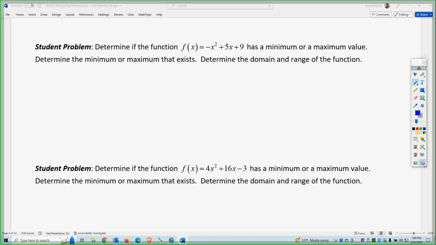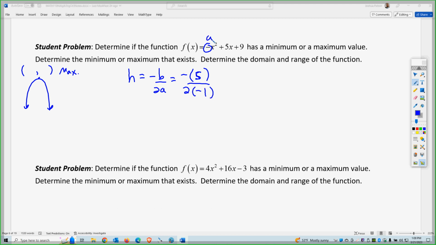Okay, so this one has a negative a, so clearly this has a maximum. We're going to figure out what that maximum is. Okay, so h equals negative b over 2a. So negative 5 over 2 times negative 1, right? Because that's a, that's b, that's c. So we have negative 5 over negative 2, or simply 5 halves.